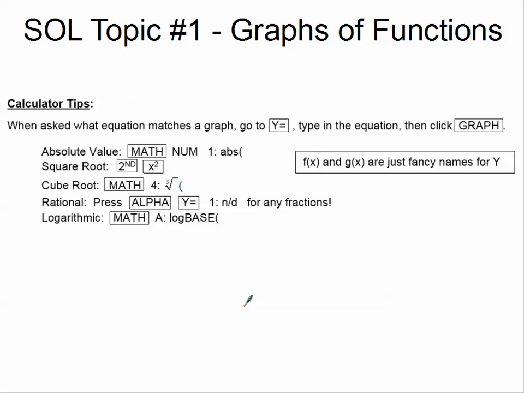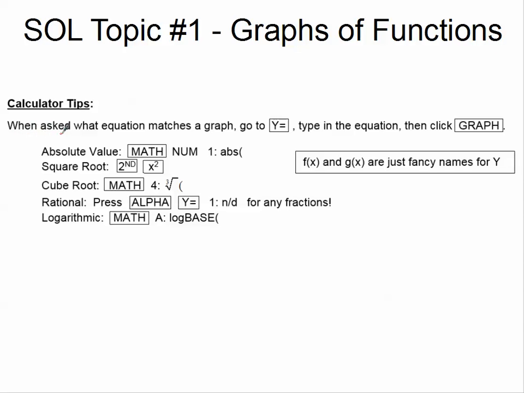All right, and welcome to the beginning of our SOL review. This is SOL topic number 1. We will review graphs of functions. So in each of these tutorials, we will be showing you tips and tricks in the calculator, so please make sure you have your calculator with you.